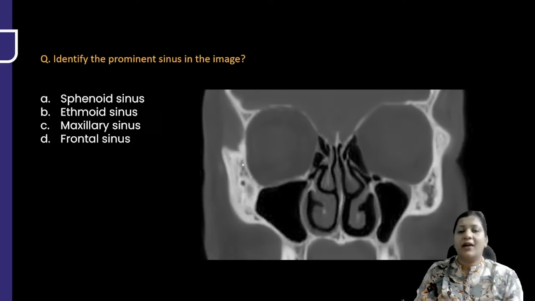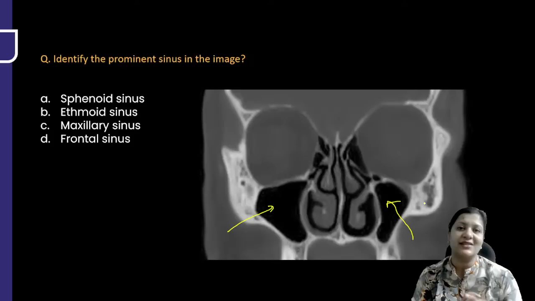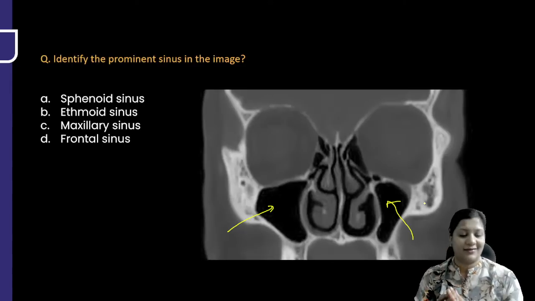Okay, identify this sinus, which is the biggest and most prominent sinus. Is this sphenoid, ethmoid, maxillary, or frontal? If you see, these are very simple questions, but they're often repeated. It was there in 22, it was there in 21. So you can expect such easy questions. You just have to have the right frame of mind in the exam. Don't get tense, don't get stressed. You will be able to answer it right only if you have the right frame of mind.